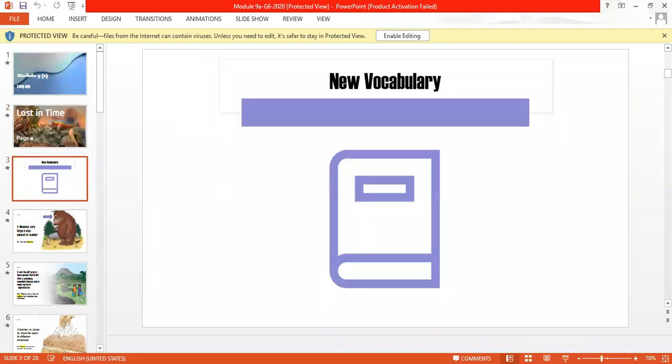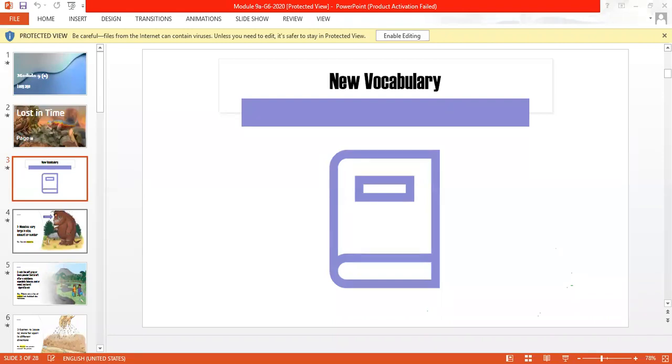Let's see the new vocabulary. Here is Module 9A, Lost in Time. New vocabulary. This is the first word, guys. It's massive. Massive means very big or large in size, amount or number. Like this mouse is talking to this monster and saying, you are massive. It means very big. Okay.